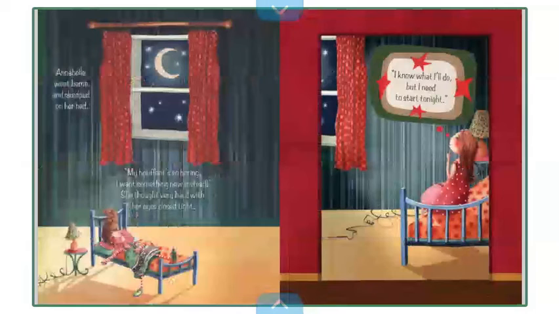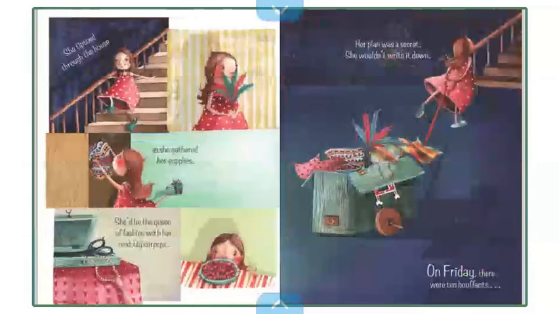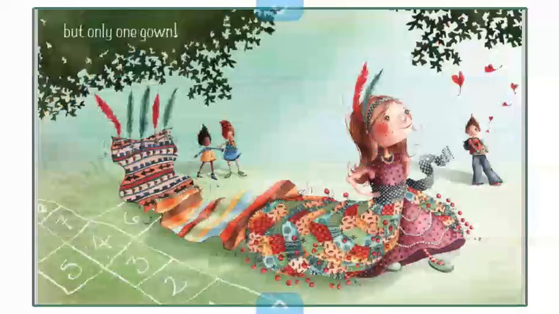Annabelle went home and slumped on her bed. "My bouffant's so boring, I want something new instead." She thought very hard with her eyes closed tight. "I know what I'll do, but I need to start tonight." She tiptoed through the house as she gathered her supplies. She'd be the queen of fashion with her next big surprise. Her plan was a secret, she wouldn't write it down. On Friday, there were 10 bouffants, but only one gown.